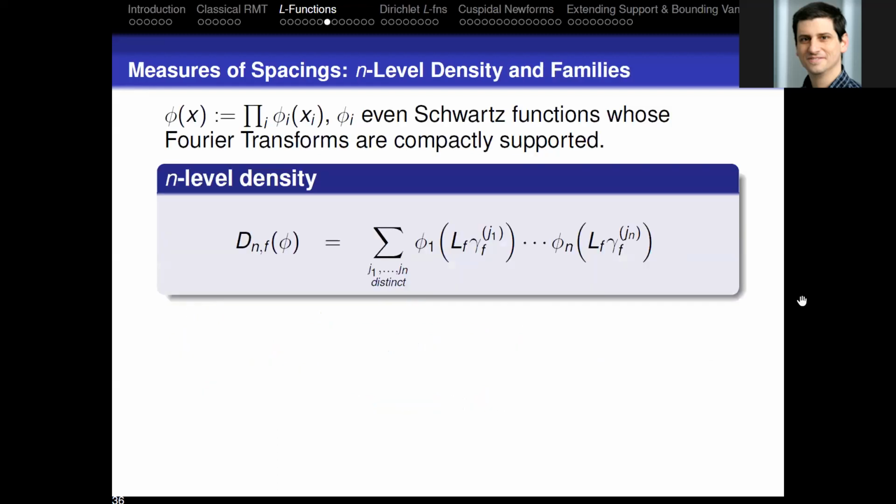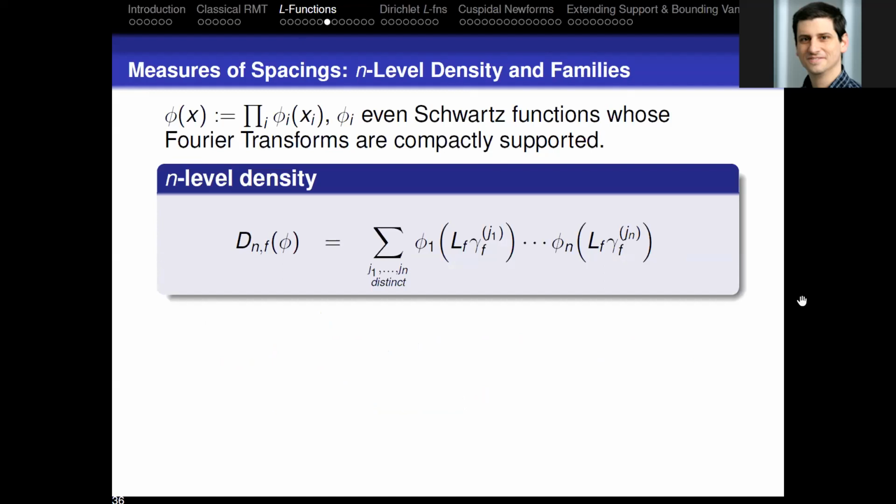Next. And so the new statistic is the N-level density. What we do is we take Schwartz functions, and we'll just assume that our Schwartz function phi can be written as a product of Schwartz functions, one in each component. And then what we do is we evaluate our test function at scaled zeros.